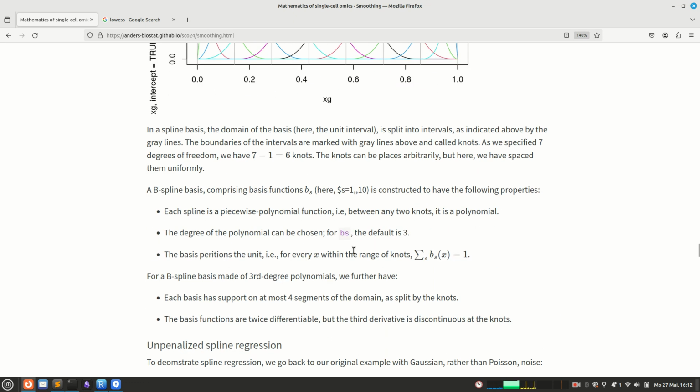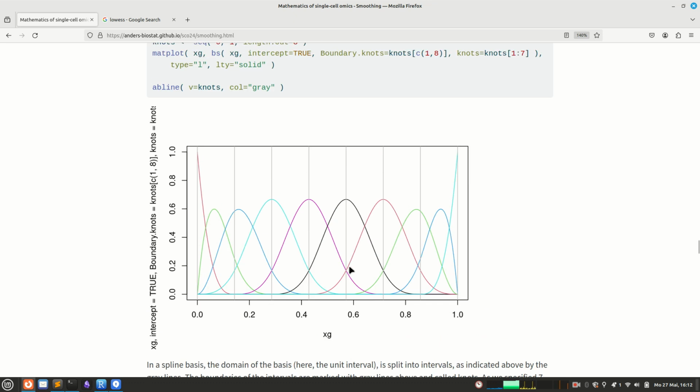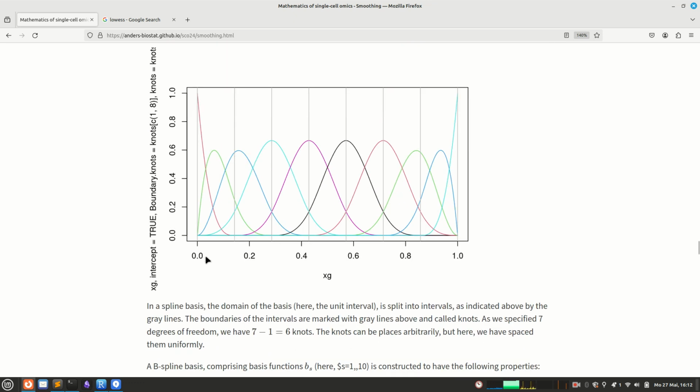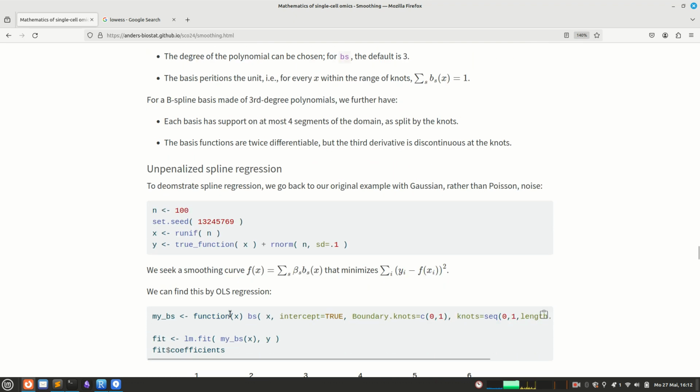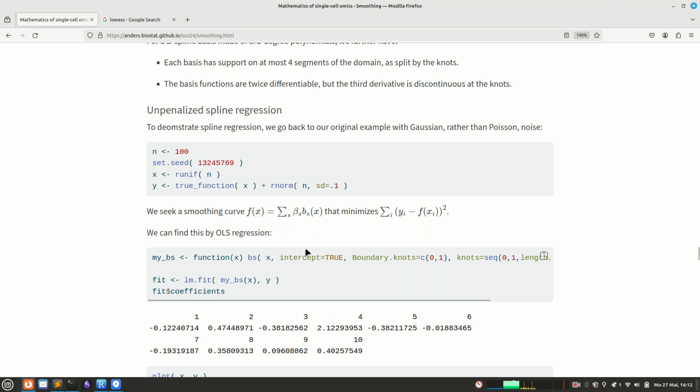And so we can use different degrees. These are all third-degree polynomials, and they all partition the unit. So if I go to a random x value and add up all the basis functions for this value, I get exactly 1. And with this, we can now try to make a regression. I show you here how this works. Again, let me load this code so I can show you this live.